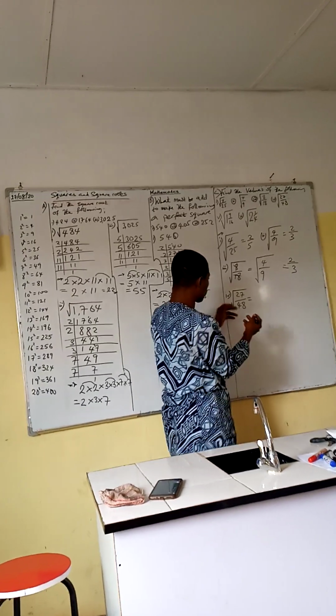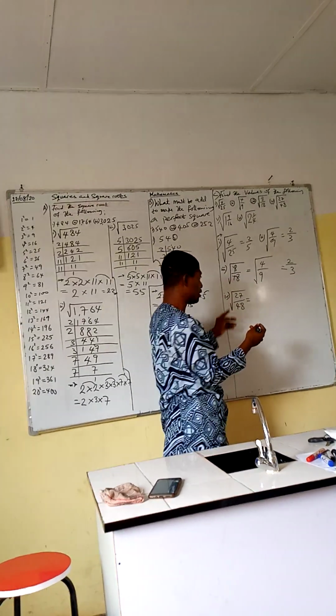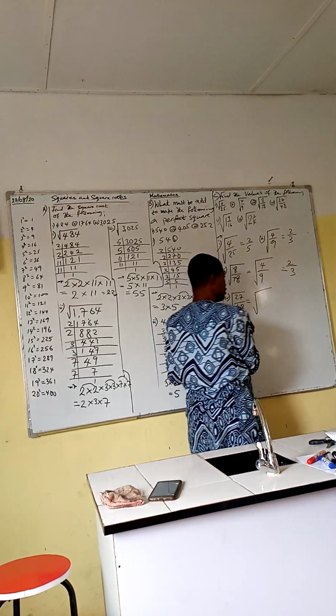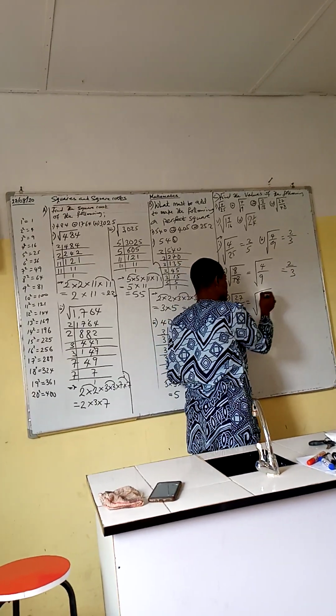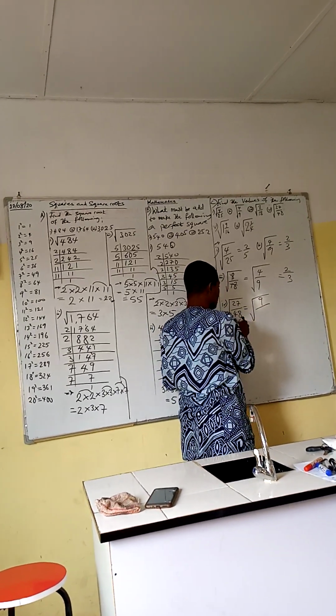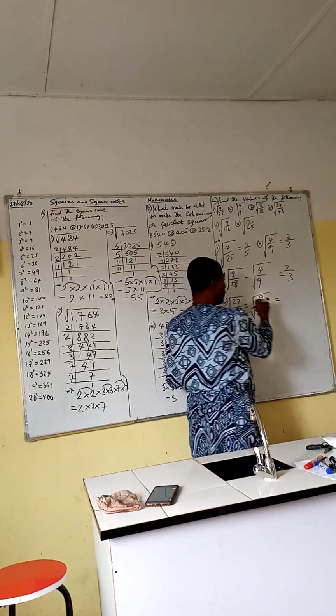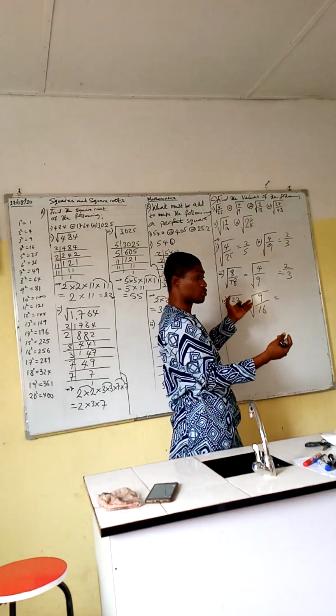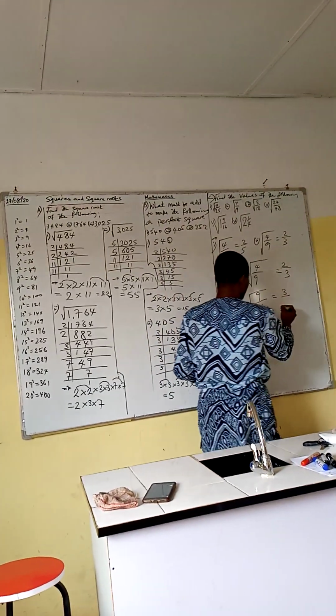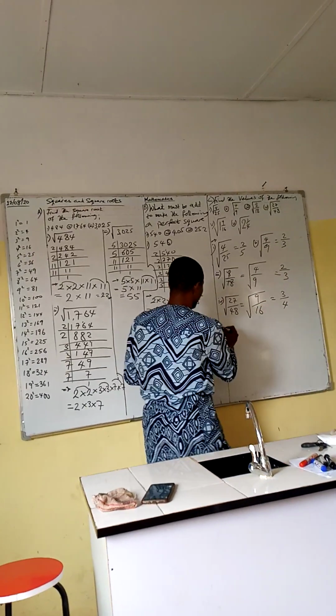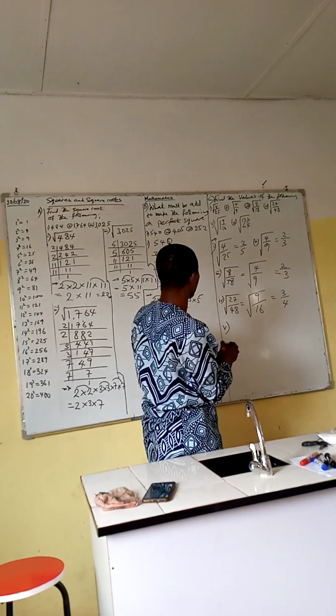Let's see. Can 2 go? 2 can go here, but 2 cannot go here. Let's use 3. 3 can go into both. So I still have my square root sign. 3 into 27, 9. 3 into 48, 16. Now both 9 and 16 are perfect squares. What's the square root of 9? 3. What's the square root of 16? 4.